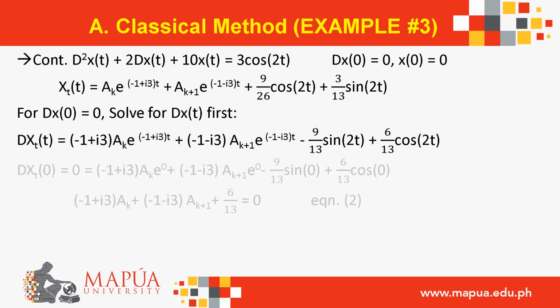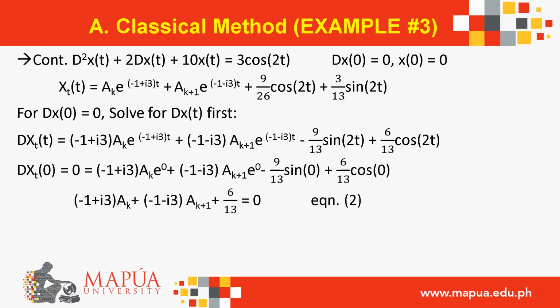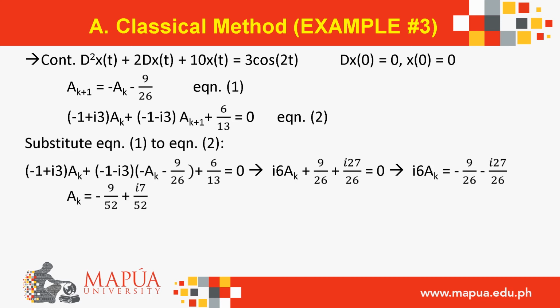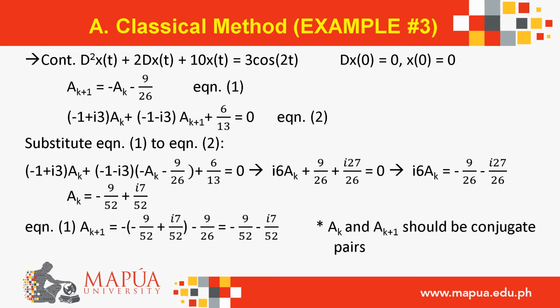Involving the initial condition, we will now equate it to 0. Thus, we will get (negative 1 plus 3i) a sub k plus (negative 1 minus 3i) a sub k plus 1 plus 6 over 13 as equation number 2. Combining both equations and using the substitution method, we will solve for the value of a sub k and a sub k plus 1, equating to a sub k equal to negative 9 over 52 plus 7i over 52, and a sub k plus 1 equal to negative 9 over 52 minus 7i over 52.